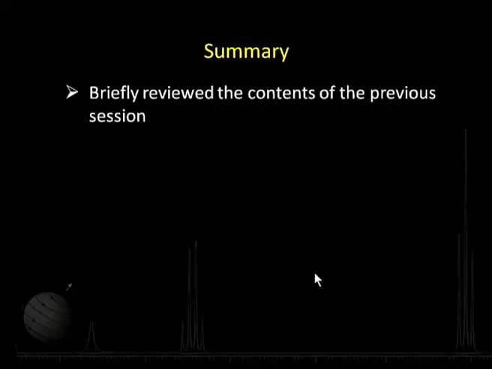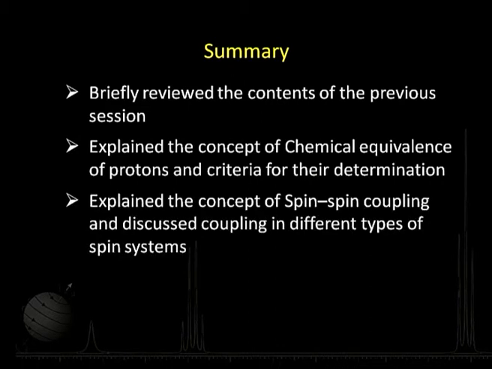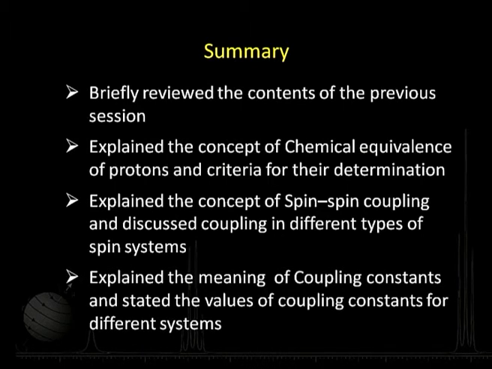Let us now sum up what we have done today. We briefly reviewed the contents of the previous session. Thereafter, we explained the concept of chemical equivalence of protons, shared the criteria for their determination and discussed in detail how we use that criteria. Having done that, we explained the concept of spin-spin coupling and discussed the coupling in different types of spin systems, say one neighbor, two neighbors and so on. And then we explained the meaning of coupling constants and stated the values for different coupling constants for different kinds of systems.